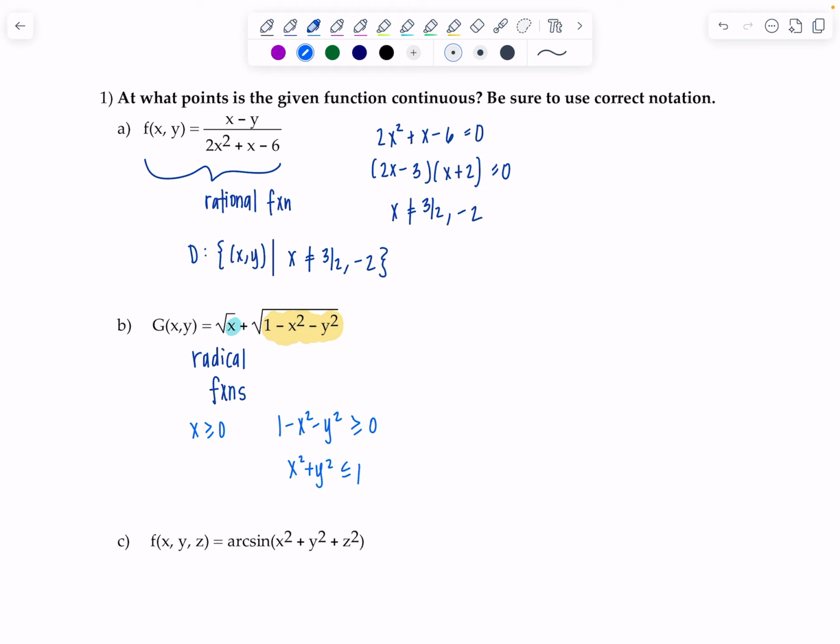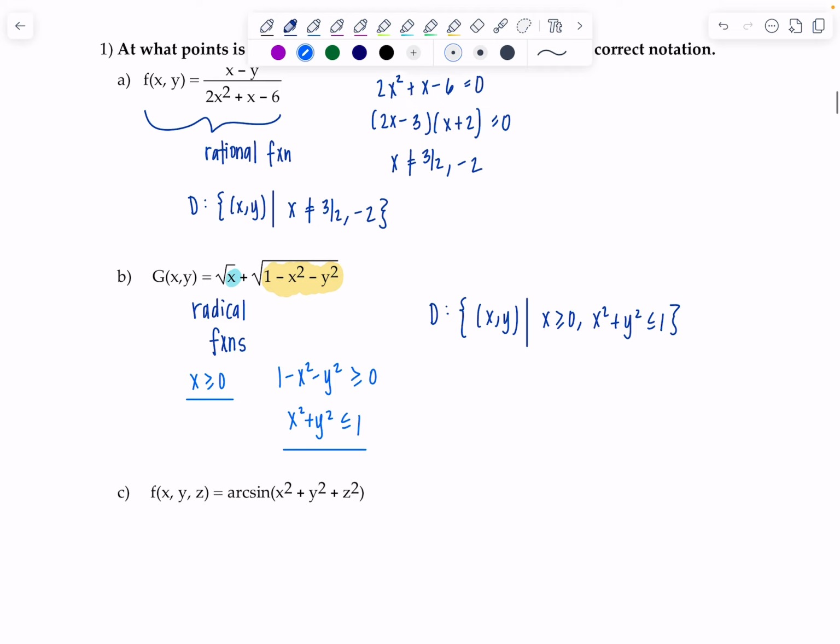Another way of writing that is that x squared plus y squared has to be less than or equal to 1. And I need to basically list both these conditions, okay, as in my domain. So I would say the domain for G is all xy such that x is greater than or equal to 0, and x squared plus y squared is less than or equal to 1. And G is continuous on its domain.